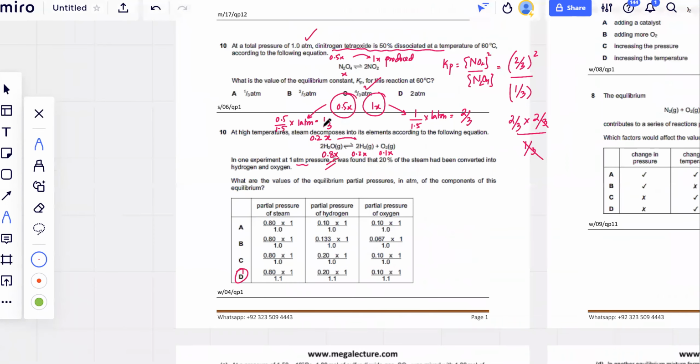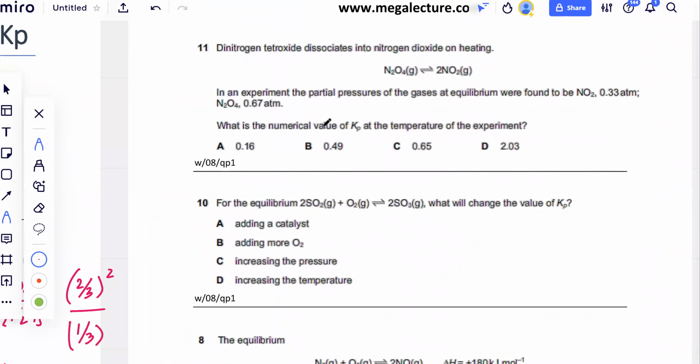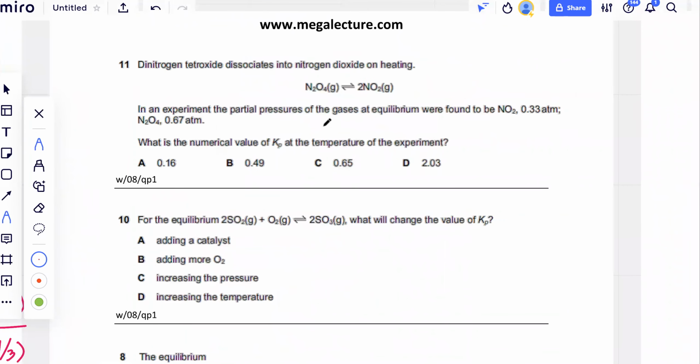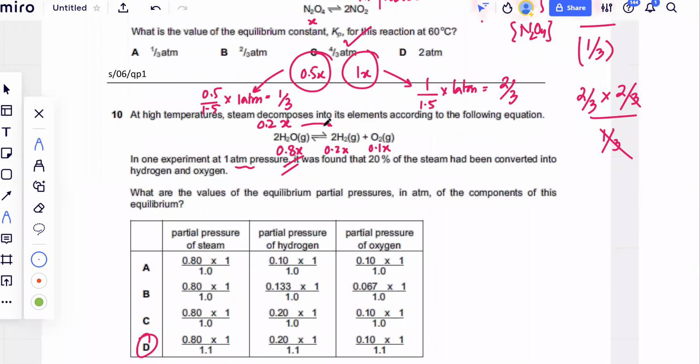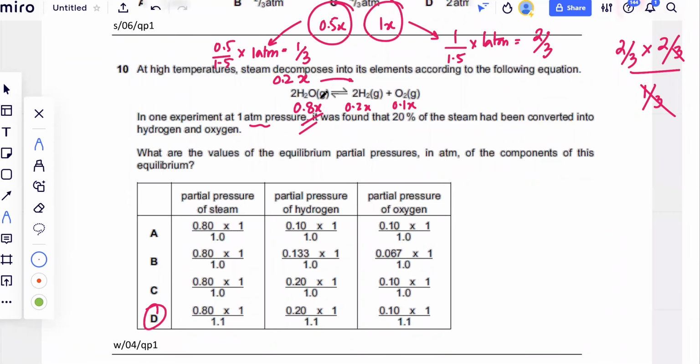So let's try another question. Sir, why is it divided by 1.1? Because what's mole fraction? Mole fraction is the moles of water divided by the total moles, right? Now the total moles are no longer one. You started off with 1x, right? But obviously, when something breaks down, you get more moles, like two molecules are turning into three molecules. So obviously, the number of moles would increase. So you're getting 1.1 now.